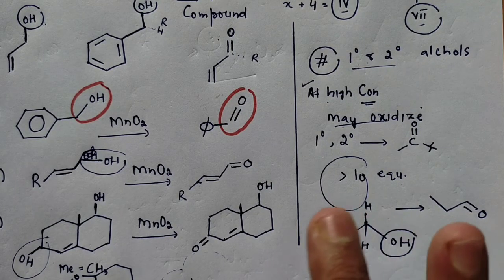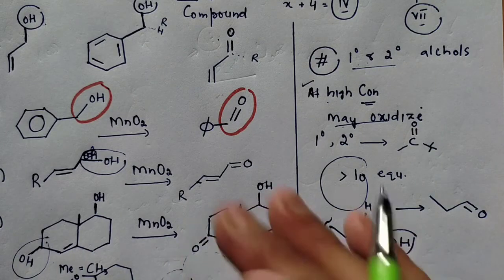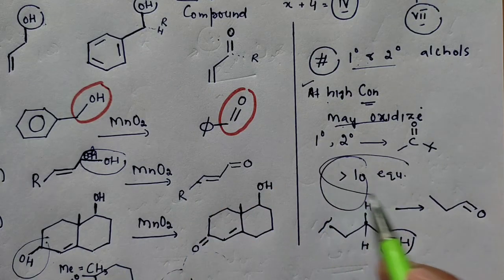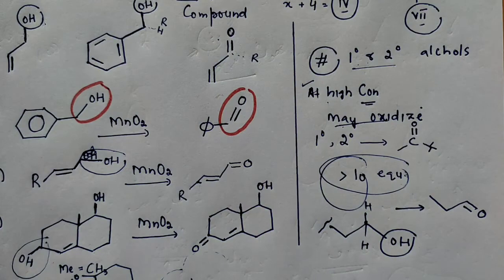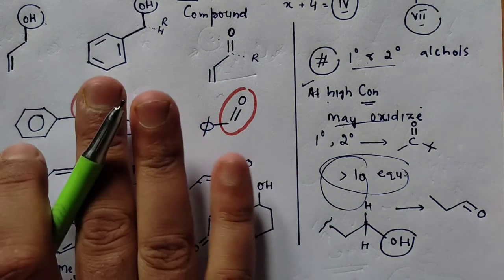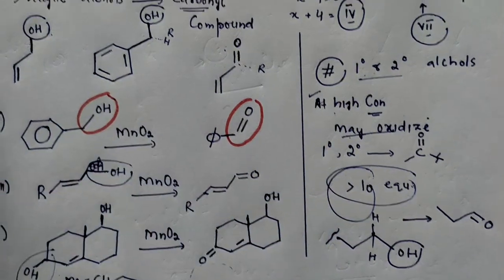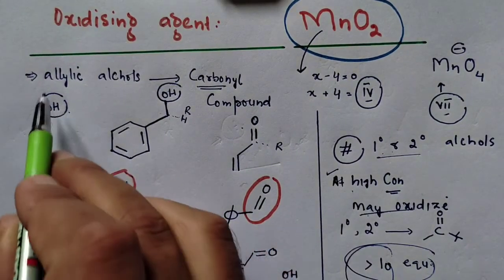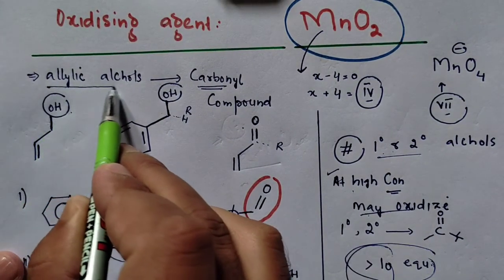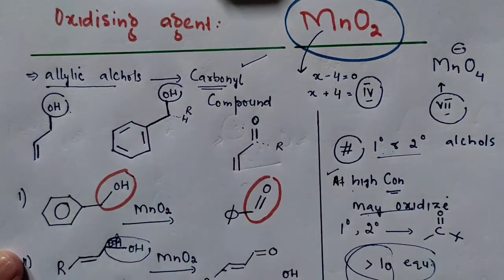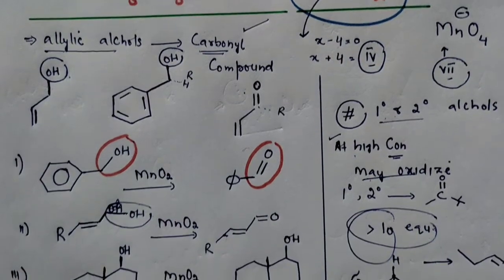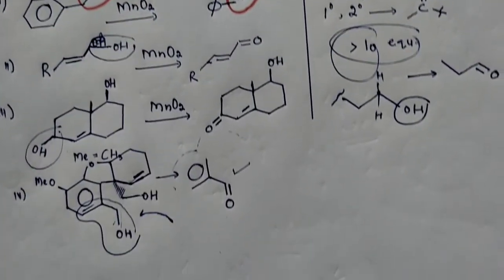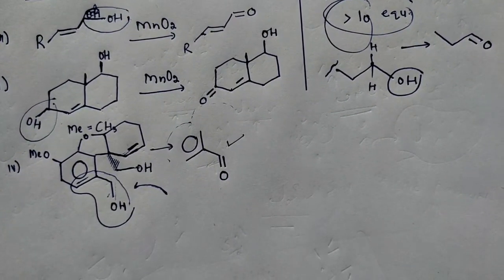But when does this happen? It's only possible when the concentration is very, very high, let us say greater than 10 equivalents. Okay, it's one example. Not many questions come from this. So the question is asked from here: manganese dioxide is a selective oxidizing agent for converting allylic alcohols to carbonyl compounds. Okay, that's one. Now this second important thing regarding MnO2, a question comes from this. Let us discuss that.